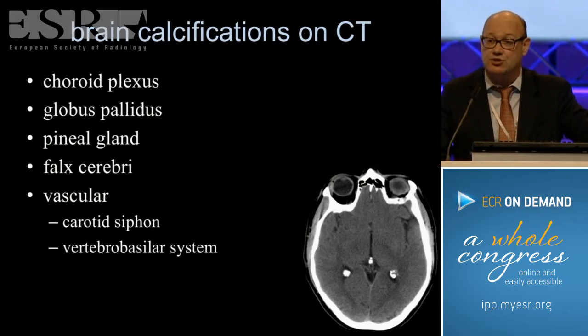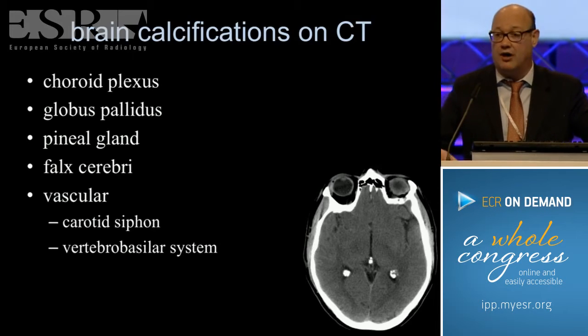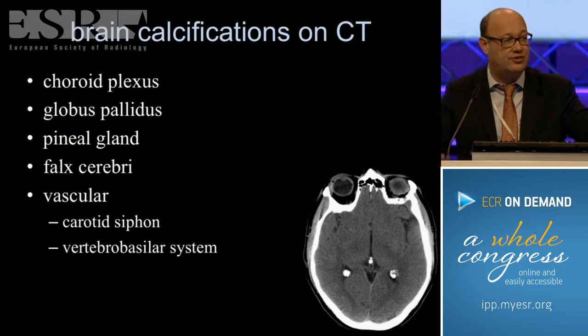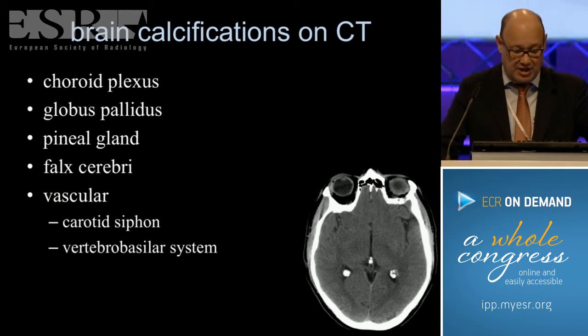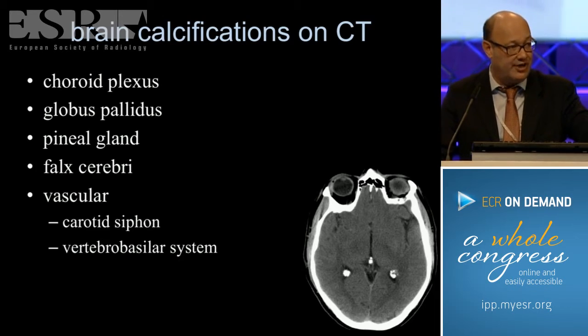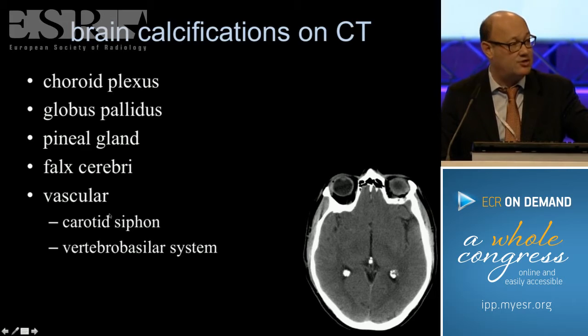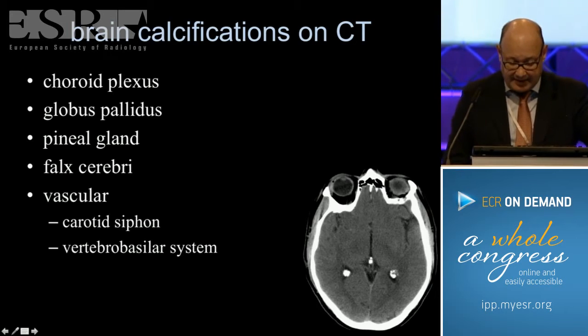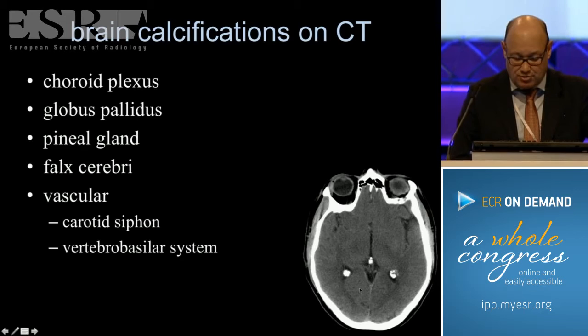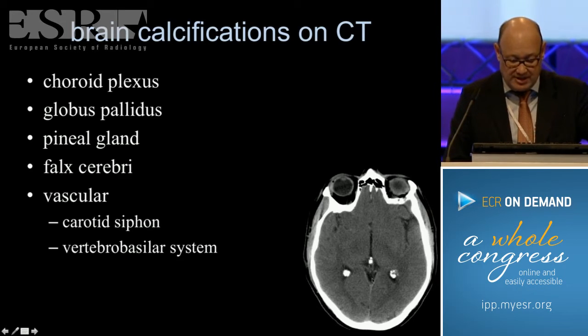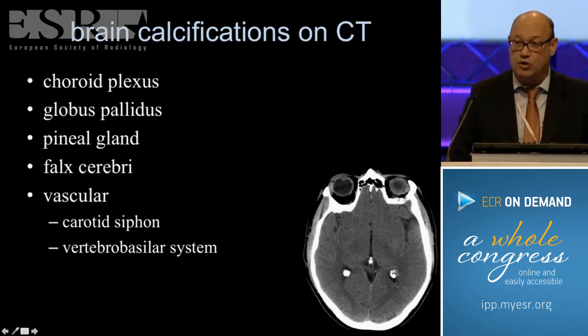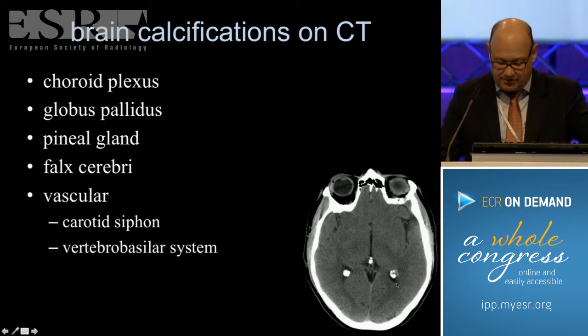Brain calcifications are very frequently found, and already after the age of 25, 30 years of age, you may find calcifications in various locations in the brain. One of these typical locations is the choroid plexus, globus pallidus, the pineal gland, the falx, and also when people get older, you will find vascular calcifications. This is a normal patient, in which you see there is bilateral calcification of the choroid plexus in the trigone of the lateral ventricles.